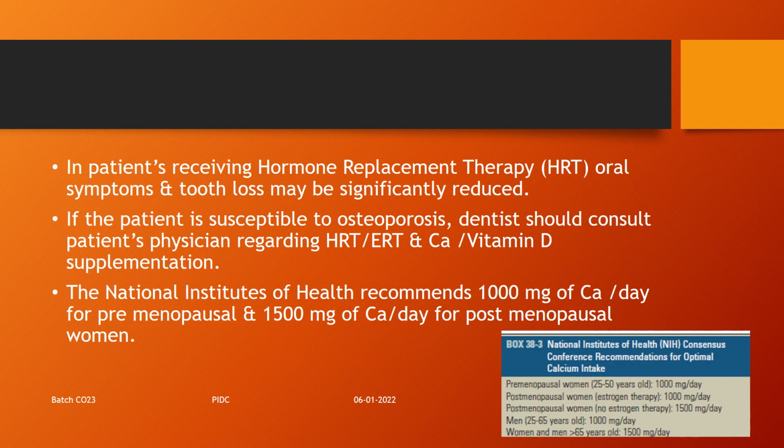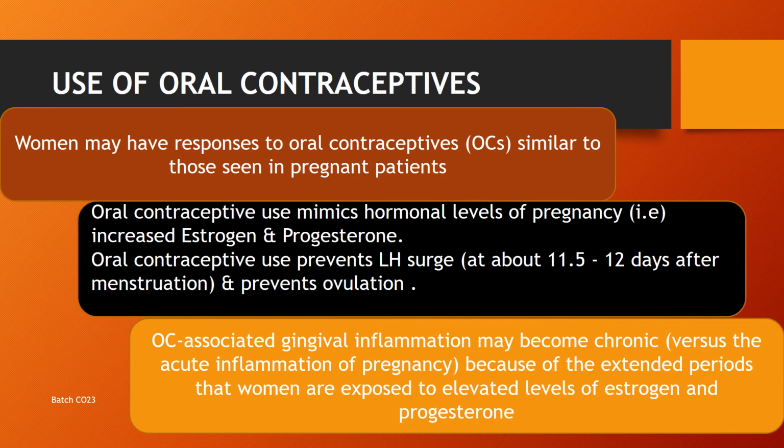You can see premenopausal women aged 25 to 50 need 1000 milligrams per day, whereas postmenopausal women on estrogen therapy need 1000 milligrams per day, and postmenopausal women with no estrogen therapy need 1500 milligrams per day. For men it is 1000 milligrams per day, and for both greater than 65, 1500 milligrams per day. Then coming to the use of oral contraceptives.